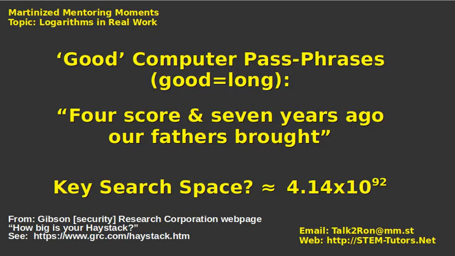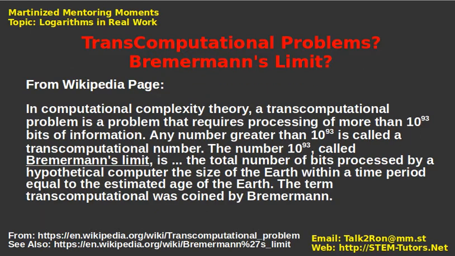My student came to me asking this question from a paper he was writing for a special summer project. It was called a transcomputational problem. I had never heard of this, so I had to look it up. It references something called Bremermann's limit from the Wikipedia page. In computational complexity theory, a transcomputational problem is a problem that requires processing of more than 10 to the 93 bits of information. That's a 1 with 93 zeros after it. Remember, there's not that many atoms in the universe as far as we know. The best estimate is less than that. It's 12 or 13 orders of magnitude lower, a trillion times smaller.